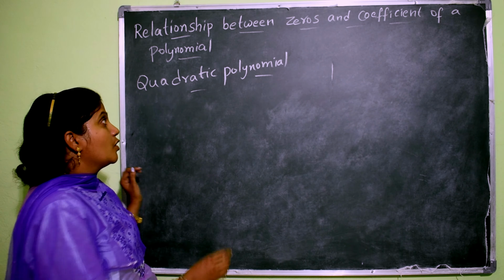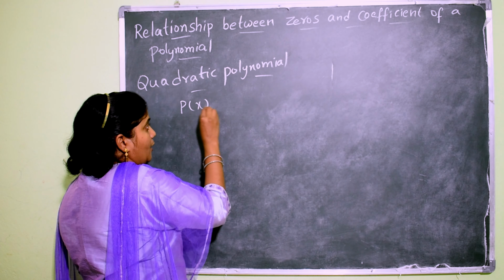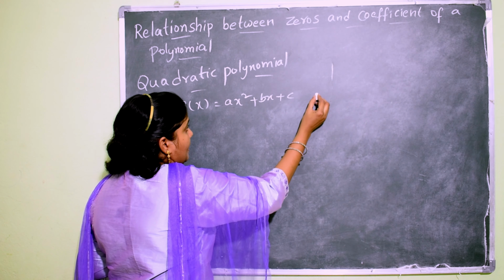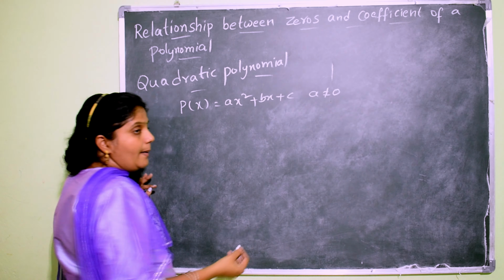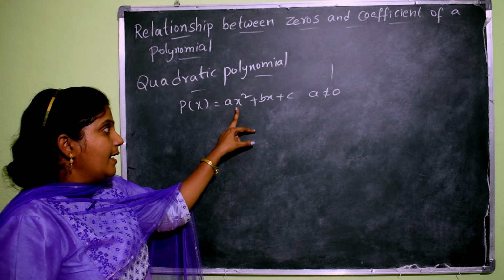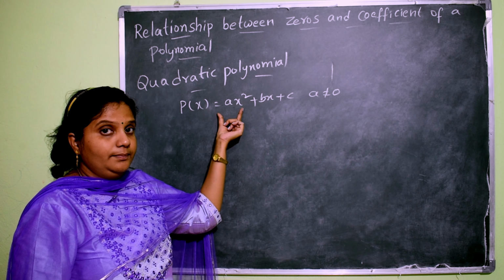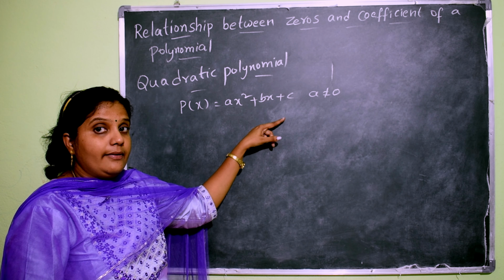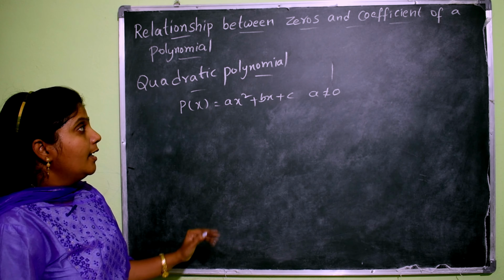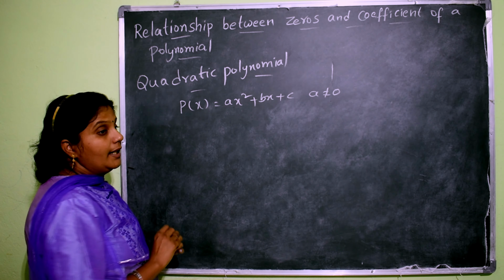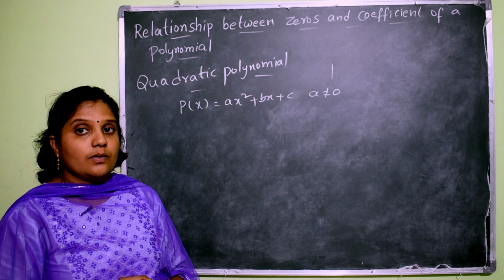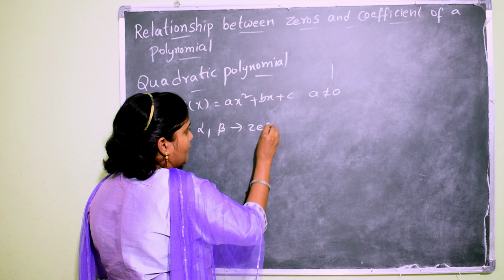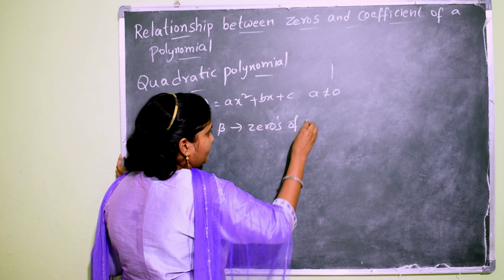So what is the quadratic polynomial? P of x is equal to ax square plus bx plus c, where a is not equal to 0. What happens if a equals 0? If a is 0, this term will become 0, so then it will become the linear polynomial. So a should not be equal to 0. Now for a quadratic polynomial, how many zeros will be there? 2 zeros. So let alpha comma beta be the zeros of the polynomial.